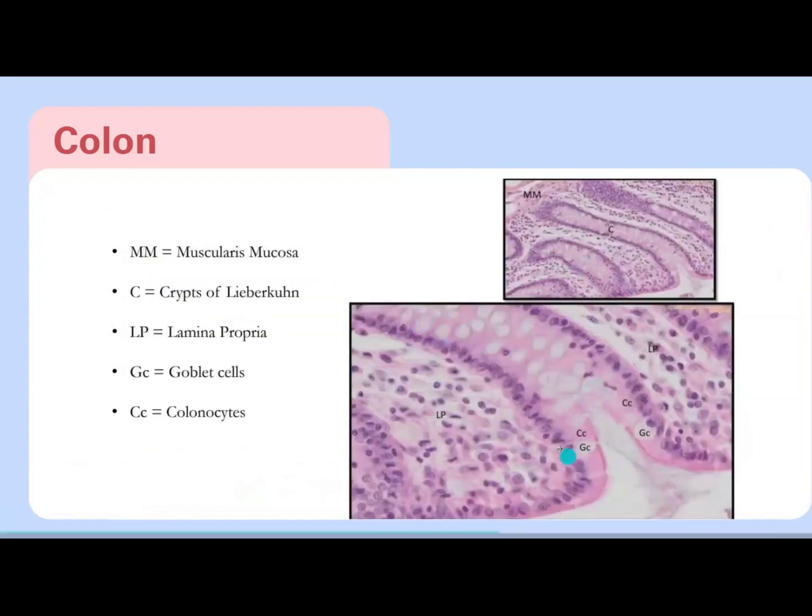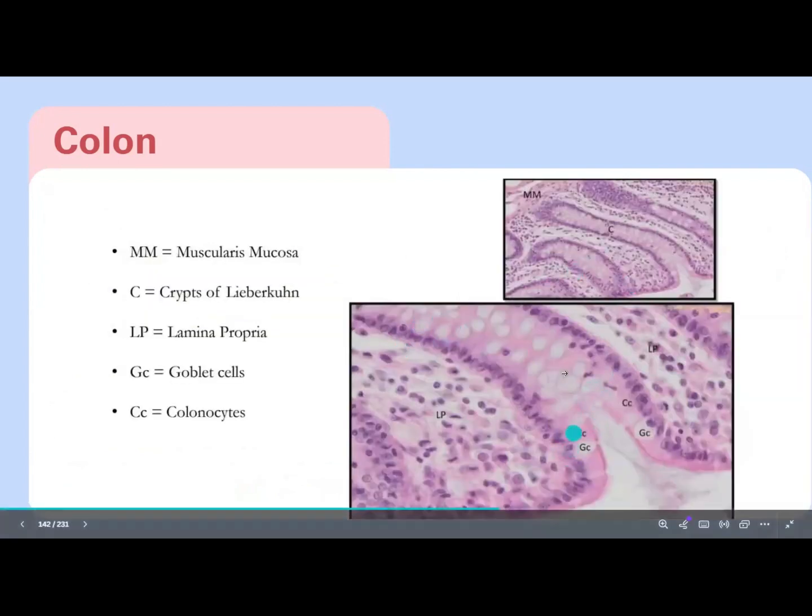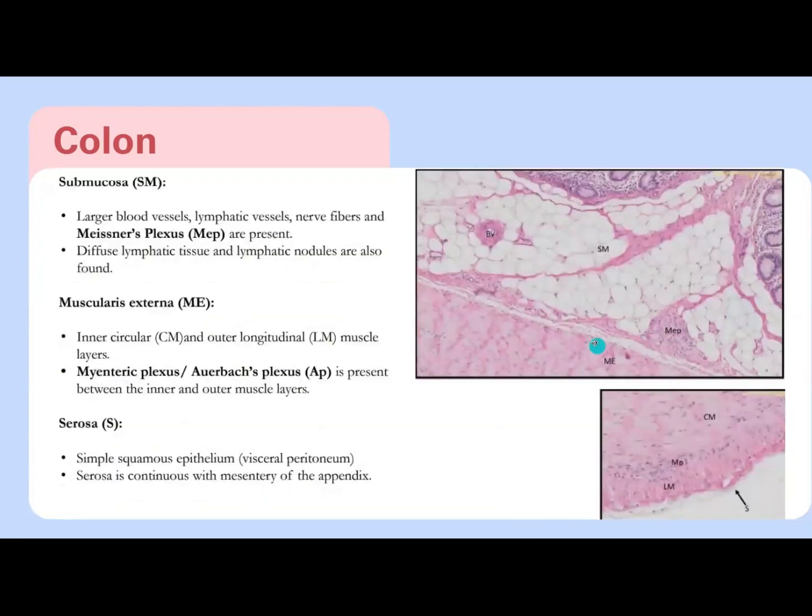Here is still the same thing, goblet cells, colonocytes. Okay, there's nothing to know there. Colon, okay. So in the submucosa of the colon, you have larger blood vessels, lymphatic vessels, nerve fibers, and you have Meissner's plexus. You see this small kind of triangular structure right here? This is called the Meissner's plexus. You need to know this as well, because this is one of the differentiations that you need to know about the colon. Okay, so Meissner's plexus is found in the colon.